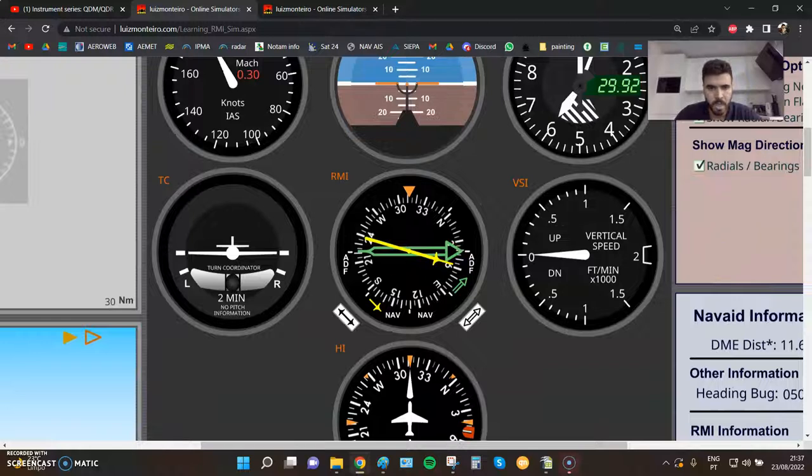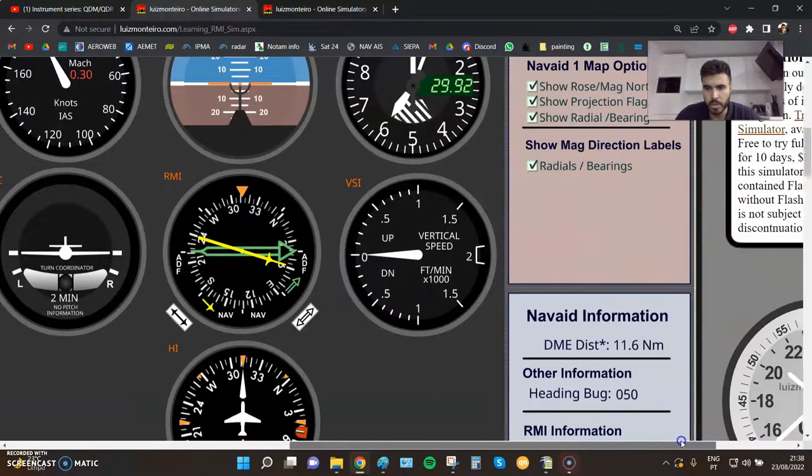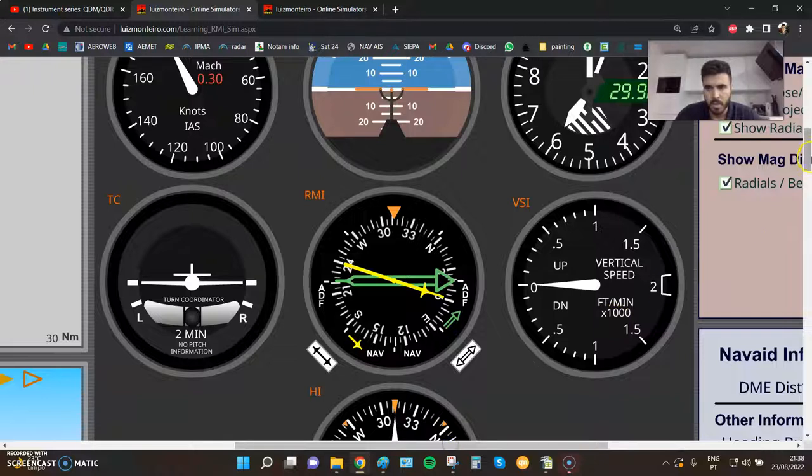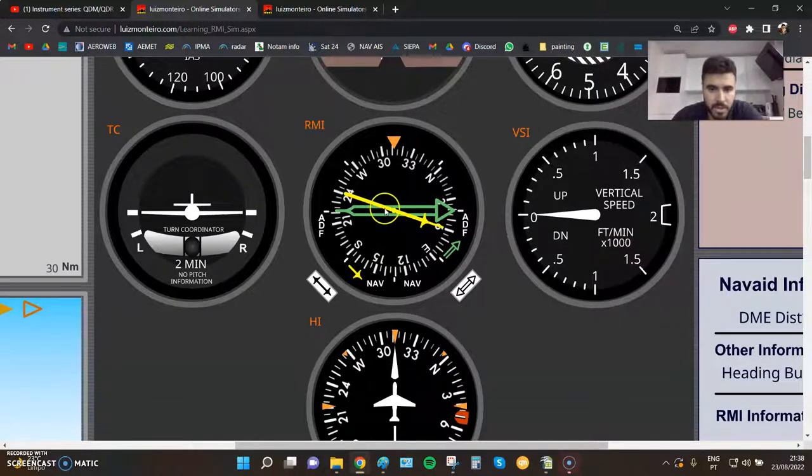Okay, guys, coming back to what we were doing. Sorry, I need to zoom up a little bit. Back again. So once again, NDB in the center. We are here, coming up, crossing now QDR 242, approximately. Now imagine that I want to intercept QDR 270 as quickly as possible. The quickest way of getting there is to do 90 degrees. So I would just have to do 270 plus 90, which is 360, and I would go there.